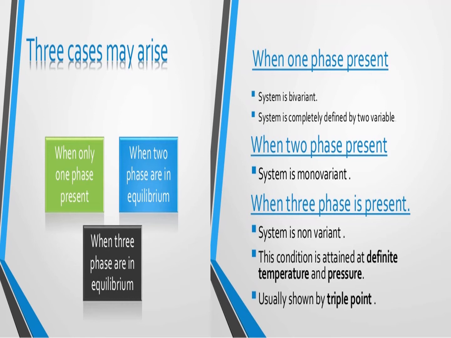When two phases are present, the system is monovariant. That is, the system is defined by one variable, either temperature or pressure. When three phases are present, the system is non-variant, so the system is not independent of the variables. This condition is attained at a definite temperature and pressure, usually shown by the triple point.